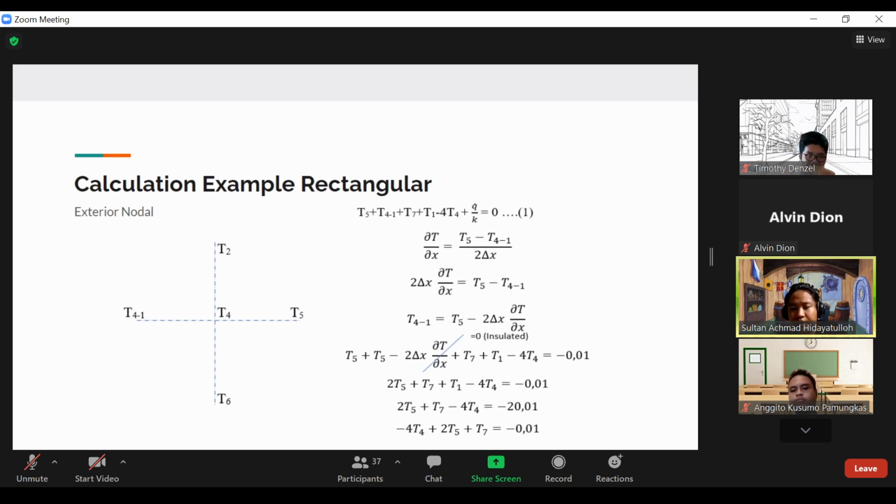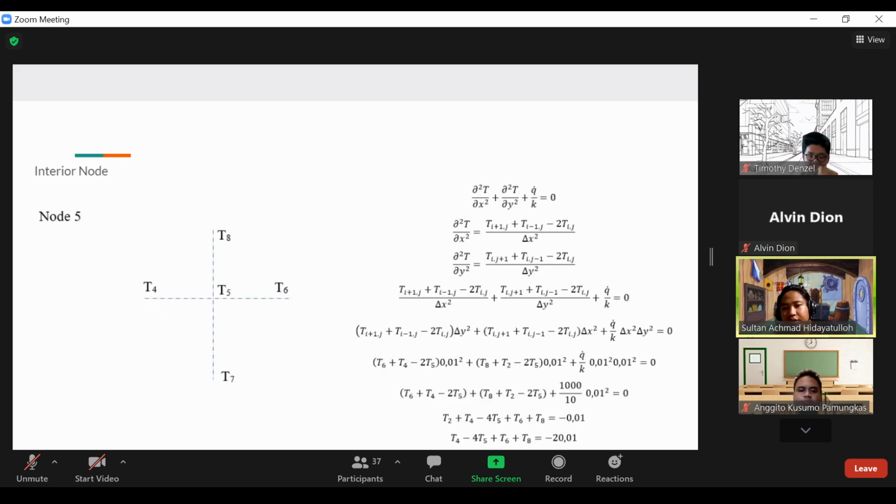So we are using the Neumann boundary condition like this. We set the equation and we set del T del x equal to 0 because it is insulated. And then the final equation for node 4 is minus 4 T4 plus 2 T5 plus T7 is equal to minus 0.01. Next.